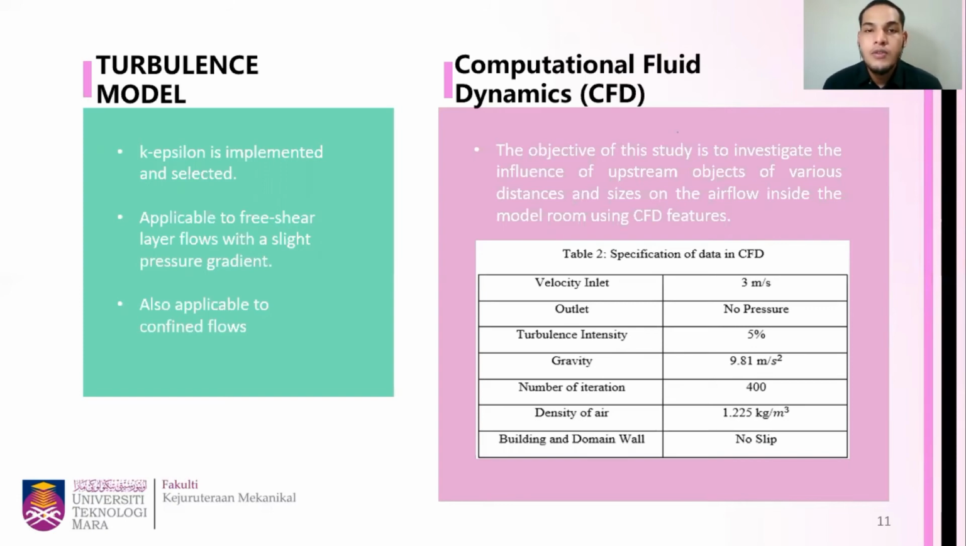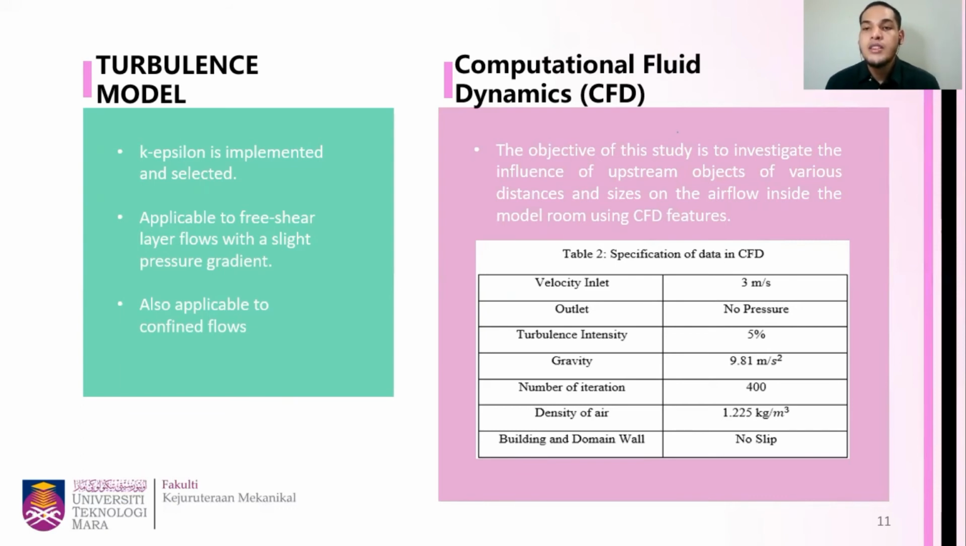For computational fluid dynamics, CFD, the objective of this study is to investigate the influence of upstream object of various distance and size on the airflow inside the model room using CFD features. This is the specification data that we set up in the ANSYS features, which is the velocity inlet is 3 meter per second. The outlet of the rectangular domain will be 0 kilopascal. The turbulence intensity is 5%.